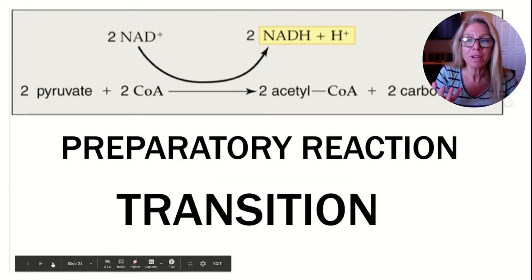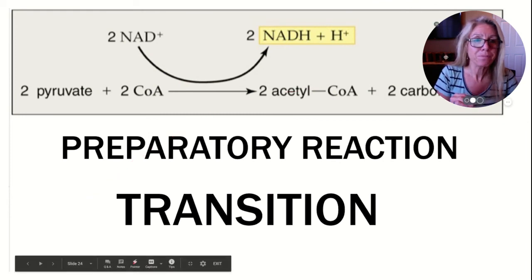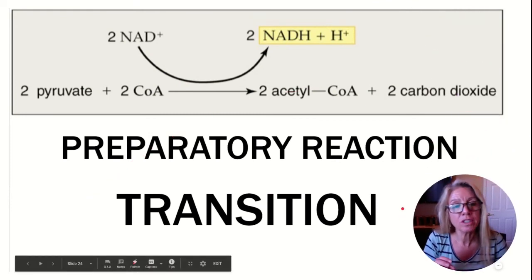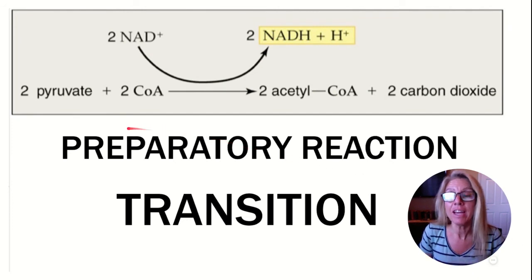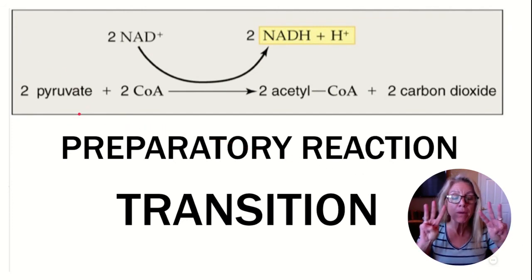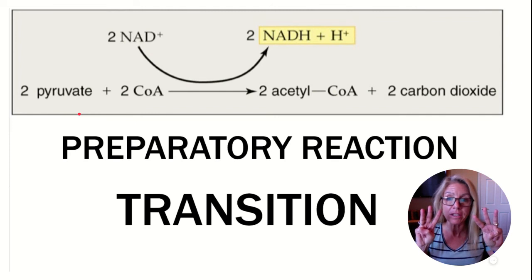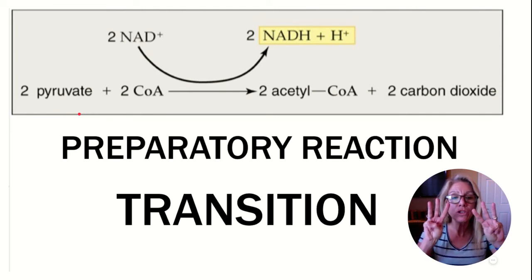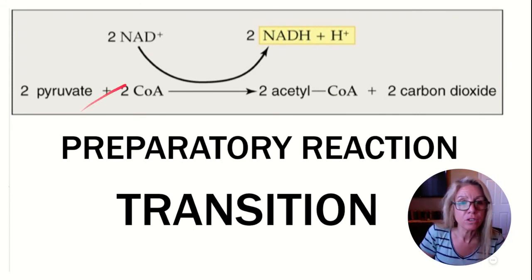So now let's go into transition prep. I'm going to show it to you in words, and then I'm going to actually show you the molecules because it's fairly easy to understand, okay? So here are 2 pyruvic acids from glycolysis, and what we're going to do is remove a carbon off each one of these as carbon dioxide. So each one is going to lose a carbon. You can see over here in your products 2 carbon dioxides.